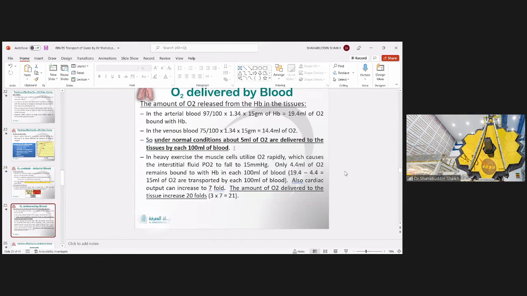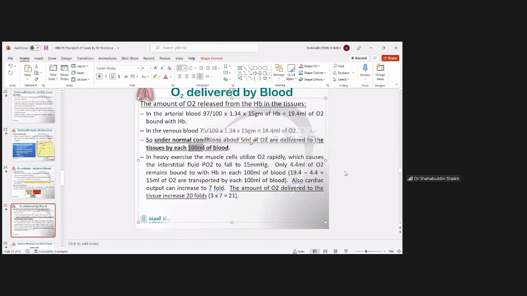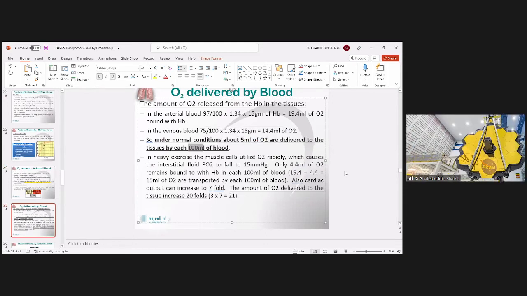Under normal condition, how much oxygen is delivered to the tissue by each 100 ml of blood? Please remember that. Out of 20, only 5 is given and 15 is remaining in the blood, in venous blood. This sentence is very, very important. Under normal condition, 5 ml of oxygen is given to the tissue by 100 ml of blood.